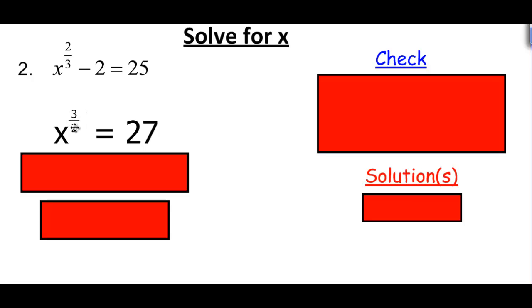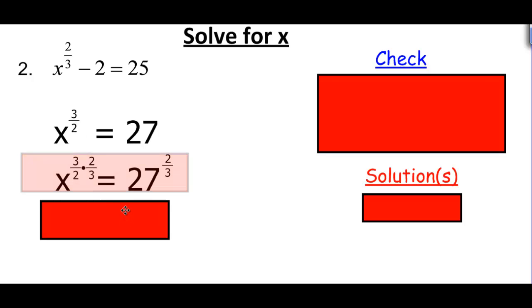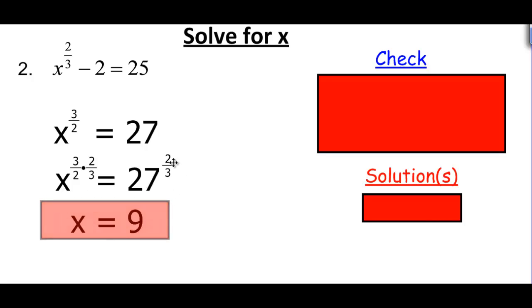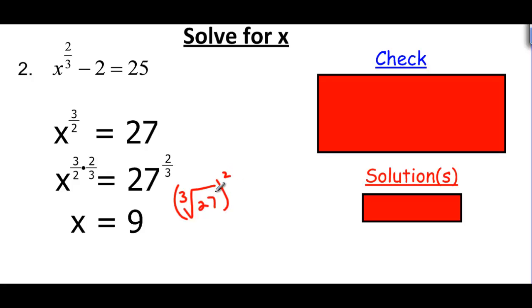Now that I get this, my goal is to get rid of this 3 halves. Well, to get rid of 3 halves and make it 1, because I want x to the first, I'm going to multiply by the reciprocal. But remember, we're multiplying the exponent by the reciprocal only. So my reciprocal would be 2/3. So I'm going to take 3 halves times 2/3, which means this side needs an exponent of 2/3. 3 halves times 2/3 is 1. And 27 to the 2/3 is 9. And again, just to remind you, this is the cube root of 27 quantity squared. Cube root of 27 is 3, 3 squared is 9. And that's where that solution comes from.